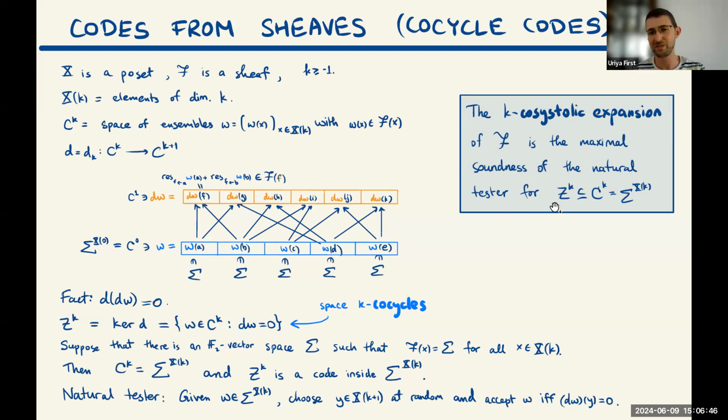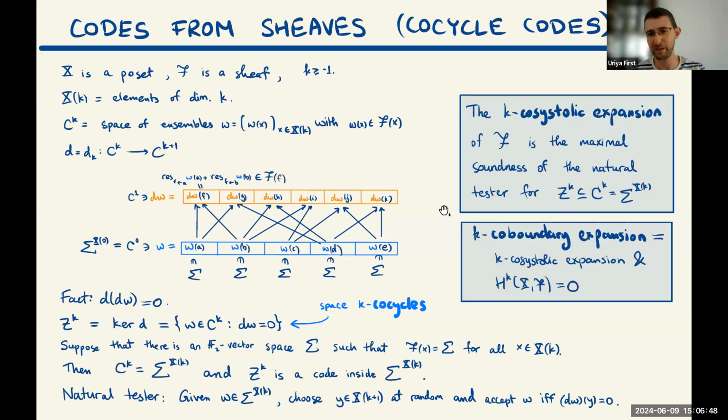And the k-coboundary expansion is the same thing, but we add another technical assumption, which is that the k-th cohomology of X with F is 0. I don't want to go into that, but it's a much more restrictive condition, but it's essentially the same. So basically, k-cosystolic expansion is a kind of, well, local testability, as you can see.